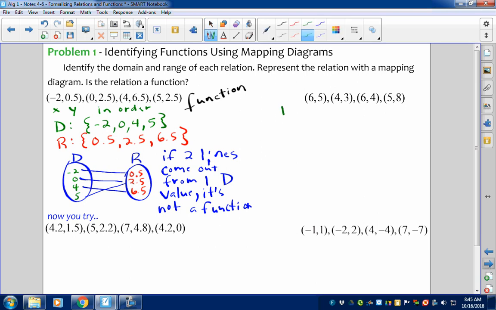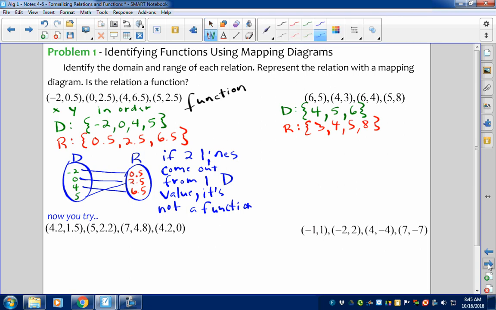So domain, what's the domain here? Can you list them in order? They're all jumbled up here. What's the smallest of all the first coordinates? 4 is. So you scan it, you find the 4, put it in the list. And the next one is 5 and then 6. And you only list the 6 once. And then the range. What do we got here? Scan it. What's the smallest of the range? 3. So you put the 3 in, and then the next is 4, and then 5, and then 8. So list them in order.